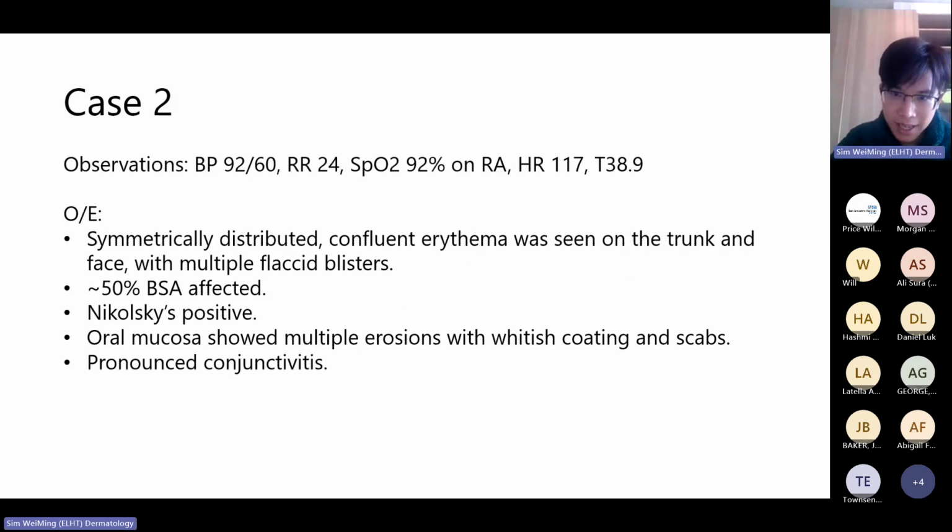When he came to A&E, this is his observation, so slightly worse than the woman before. He is borderline hypotensive, he's tachypneic, his O2 sats are low for someone without COPD, his heart rate is up, temperature is up, and when you look at him, there is symmetrical confluent erythema on the trunk and face with flaccid blisters, and it involved about 50% of his body surface area.